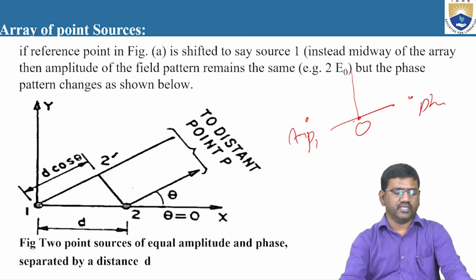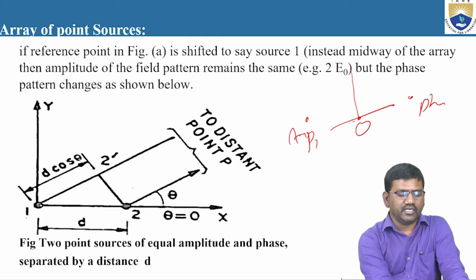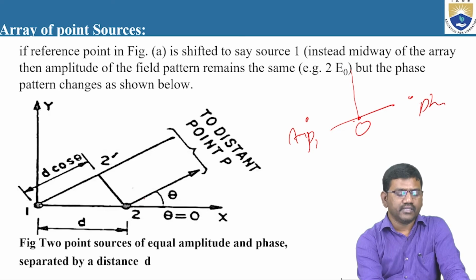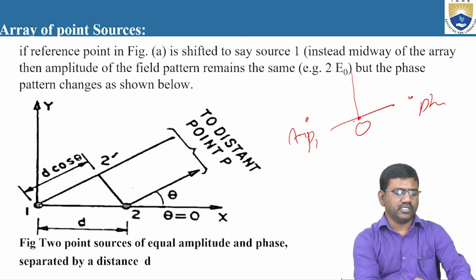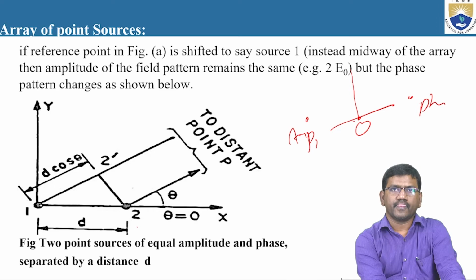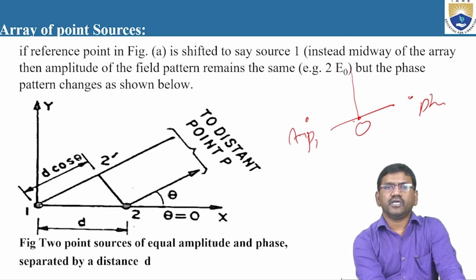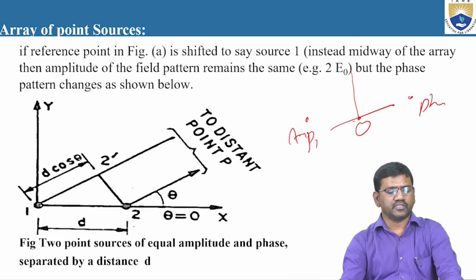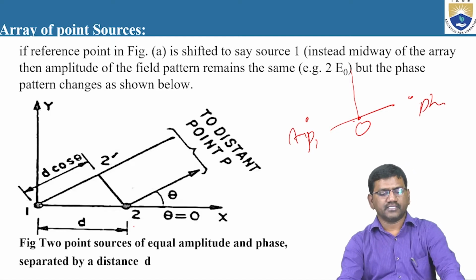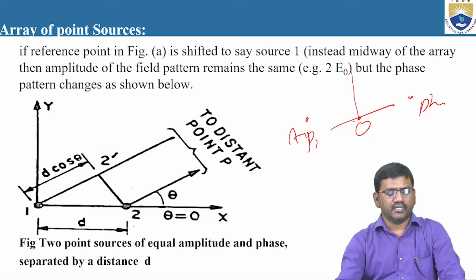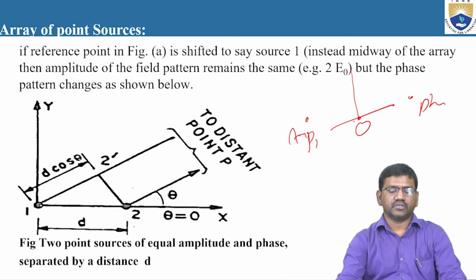Let us discuss this. In the display, 1 and 2 represent the 2 point sources, point source 1 and point source 2. Point source 1 is located at the origin on the x-axis, and at a distant point P we are going to calculate the electric field strength due to the combination of these 2 point sources 1 and 2.